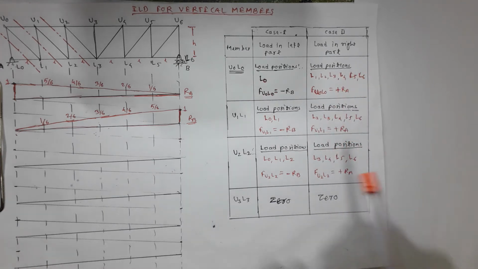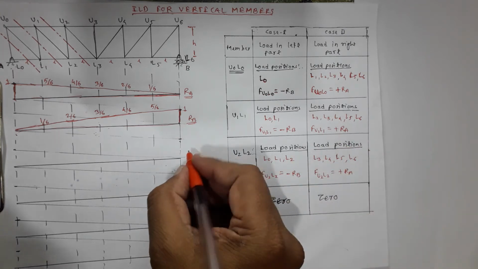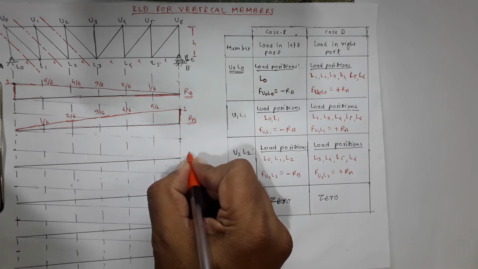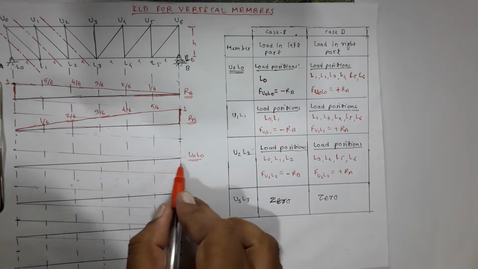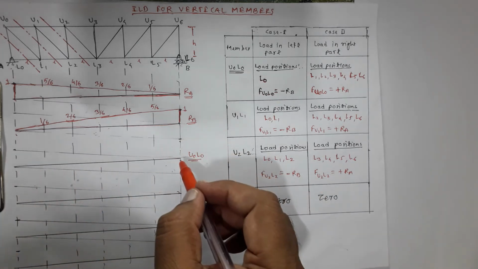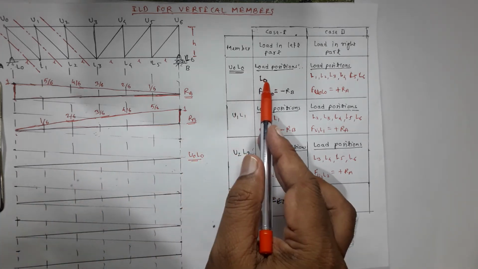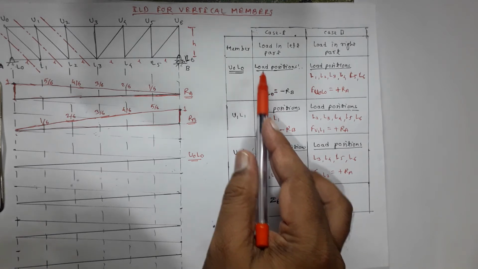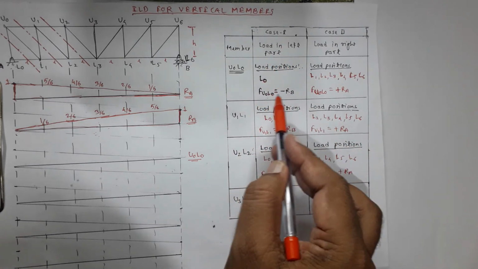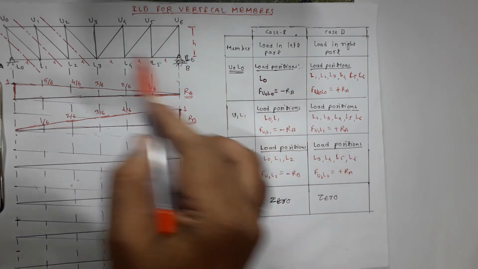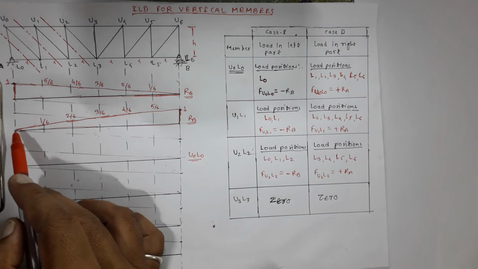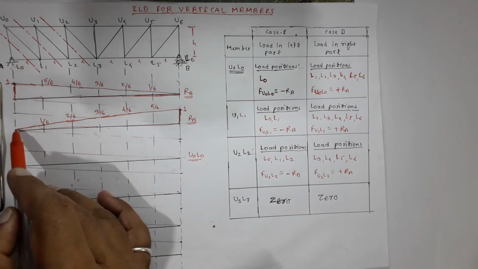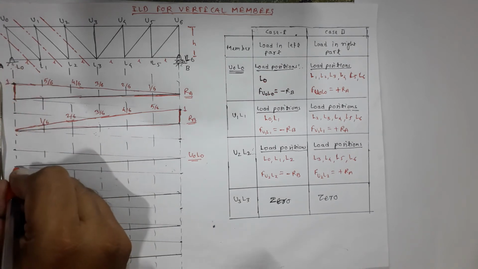Now once you bear this in mind, let us see how to use this knowledge to get the force in vertical members. The first member U0 L0. So I am going to get ILD for U0 L0 over here. Now for U0 L0, load position is L0 when the load is in left part, and F U0 L0 is minus RB. So load position is L0 and the force in this member is minus RB, but RB is 0. When load is over here, RB is 0. So I am getting it as 0 over here.